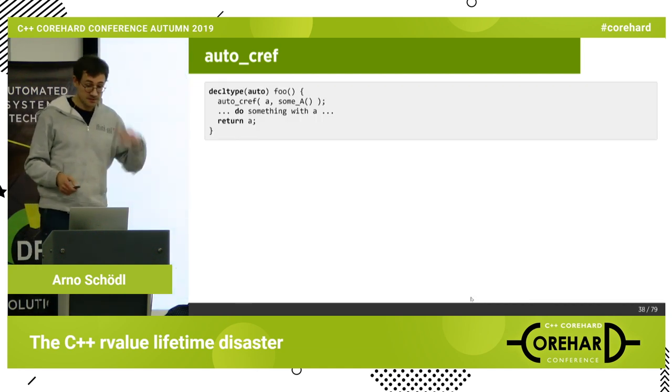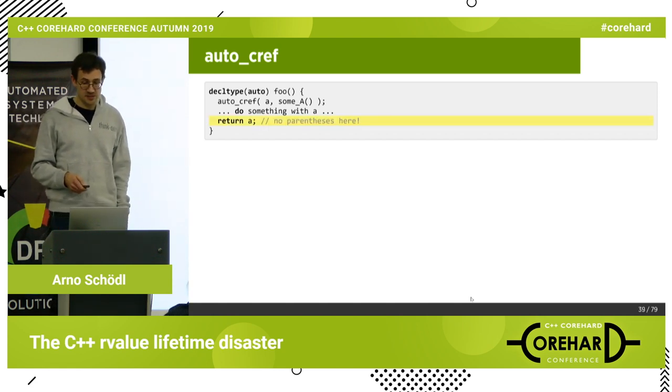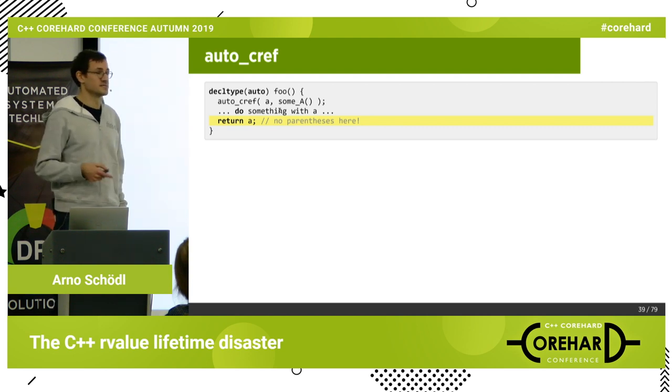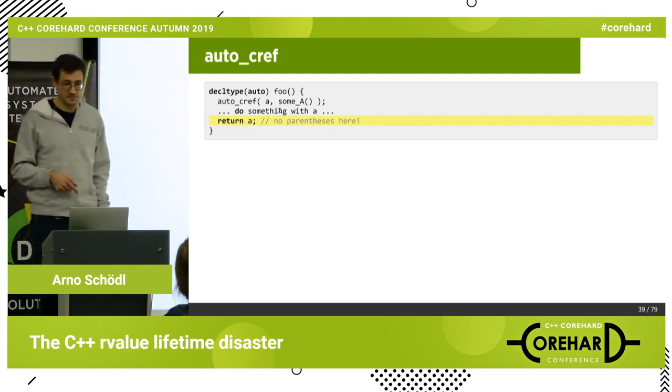And if we do that for our little example, our foo, then it will actually work. So the foo will take some a. A will either be a value or a reference. If it's a reference, it gets returned as a reference. If it's a value, it gets returned as a value. And if it's actually a value, it will get returned with named return value optimization, so you don't even incur any overhead of returning that value.